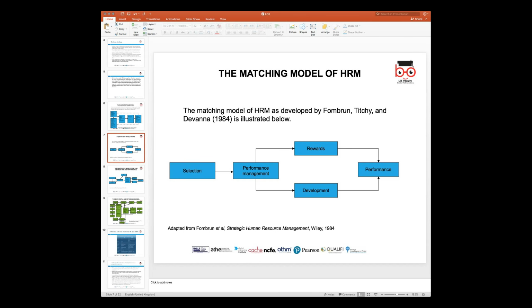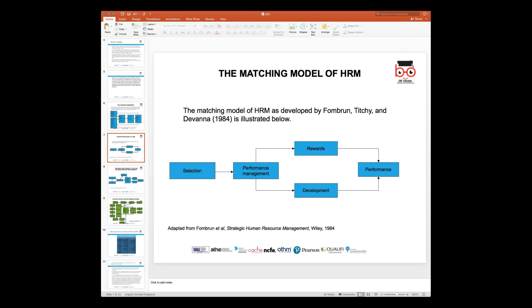This particular model looks at matching the HRM to the harder side of HRM that we look at. So the Harvard model focused on soft, which means they placed a good amount of emphasis on employees. Here, this model looks at a tight fit, or the hard HRM, and is inclined towards that.